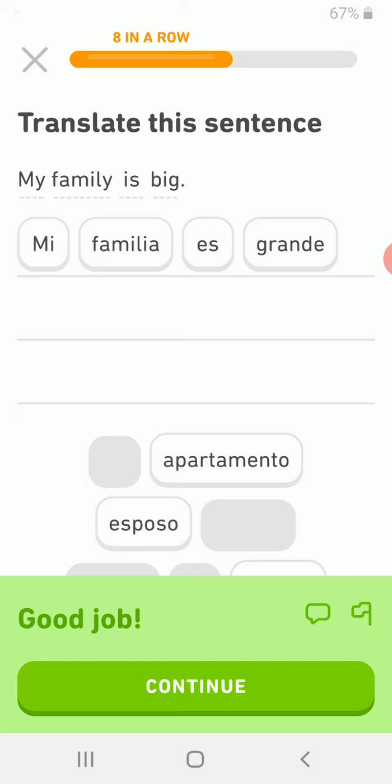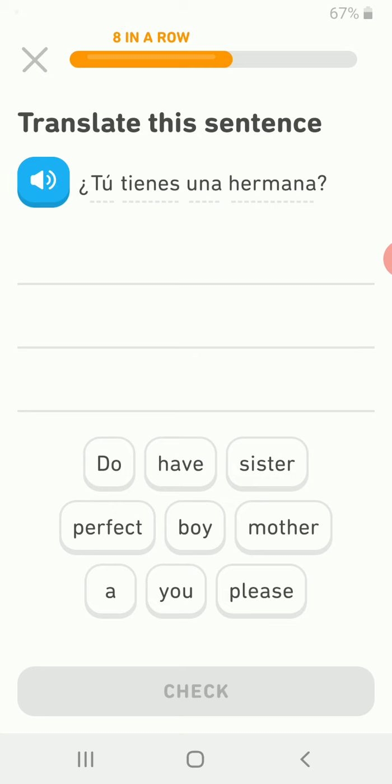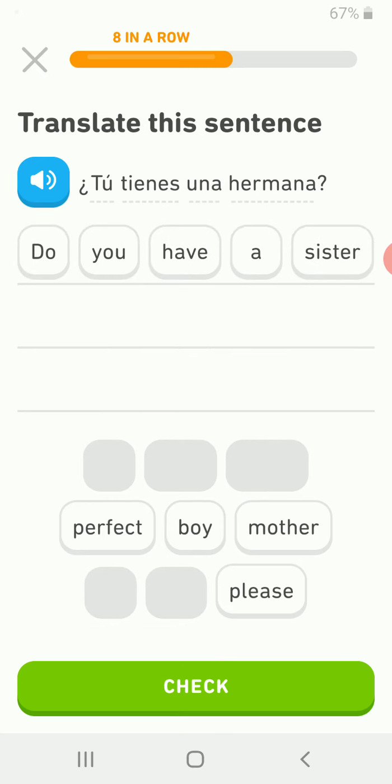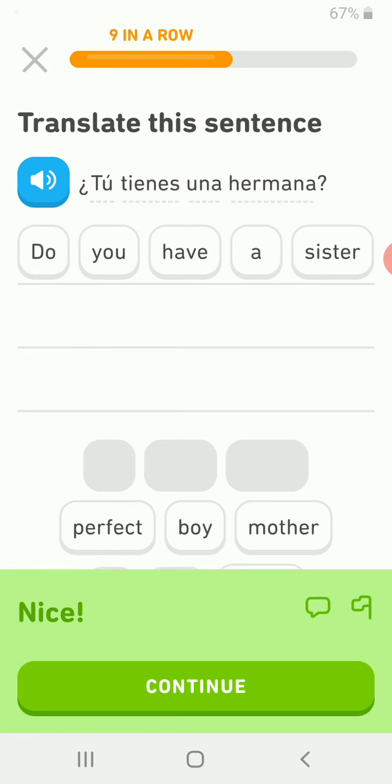And how do you say pequeño? Pequeño means small. ¿Tú tienes una hermana? So this is a question. Do you have a sister? Hermana is a sister. Hermano is a brother.